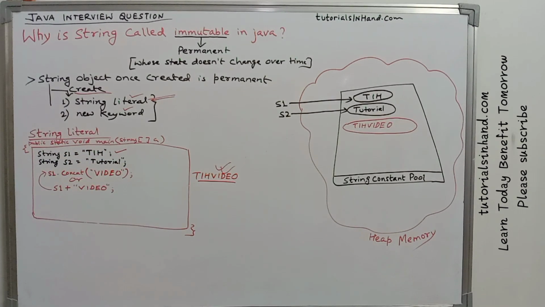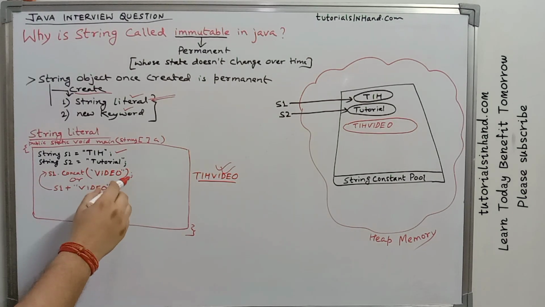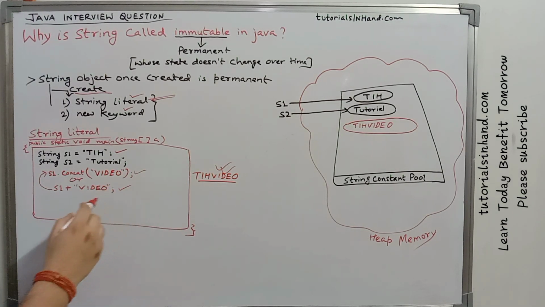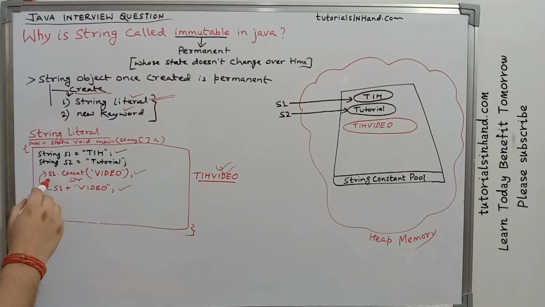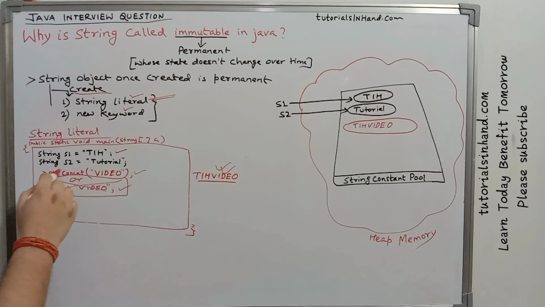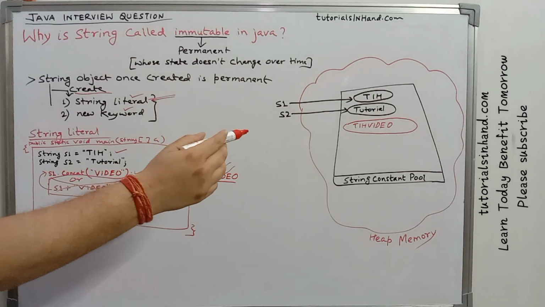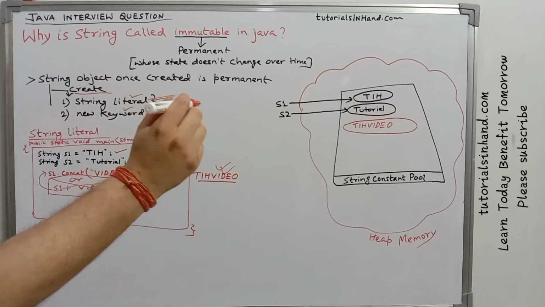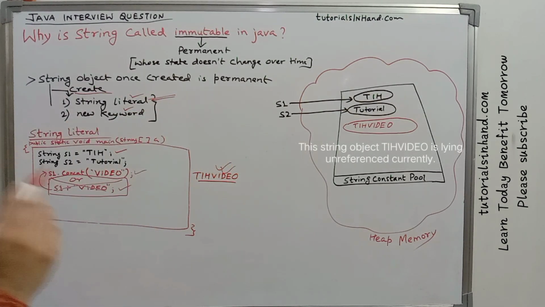See, now TIH video is created in the string constant pool for any of the lines. Either you have written this one or this one, right? For now we are considering that we are not using this one. We are only using the first line, that is s1.concat video. So in that case, TIH video is created, but there is no reference.